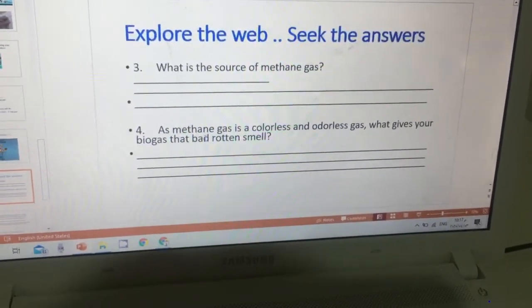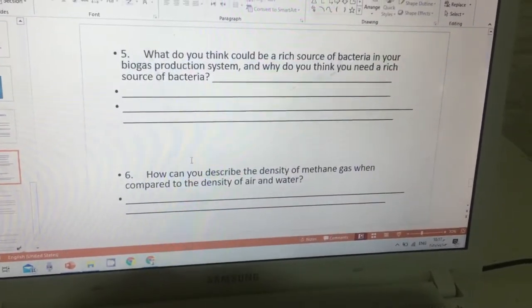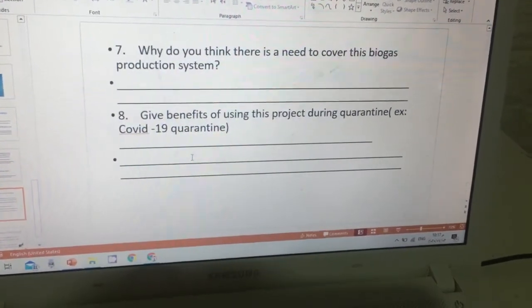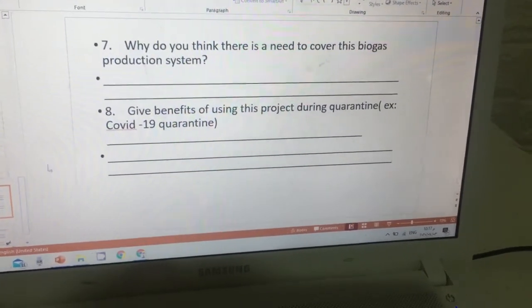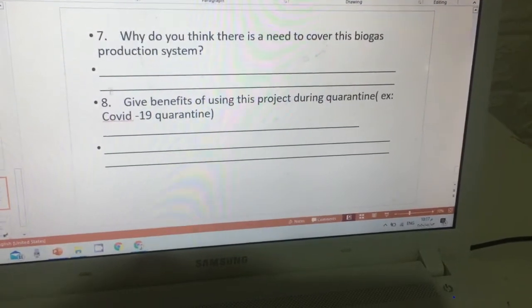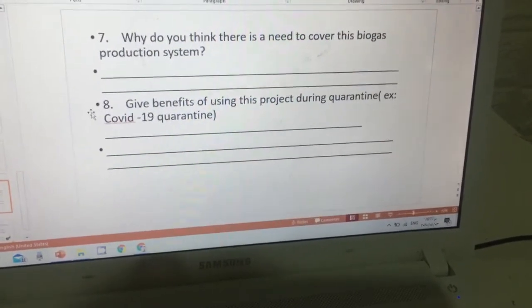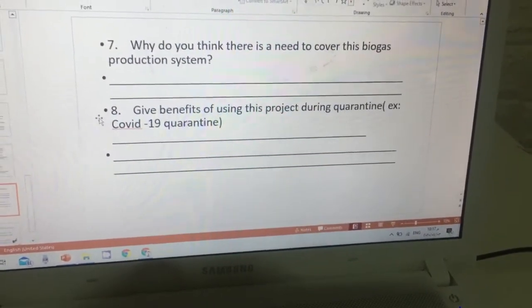One of the groups will take 3 and 4. Another group will take question 5 and 6. Another group will take 7 and 8. And here I added 8. You don't have question 8. You can add it with your handwriting.